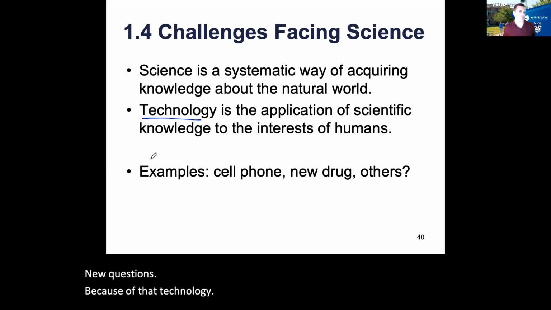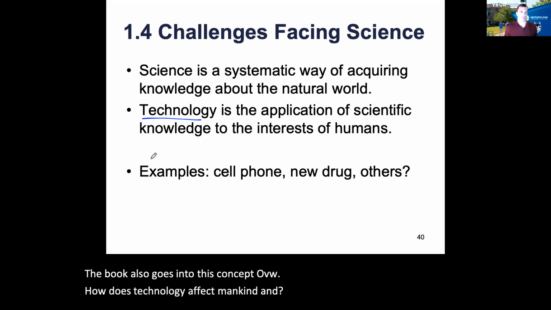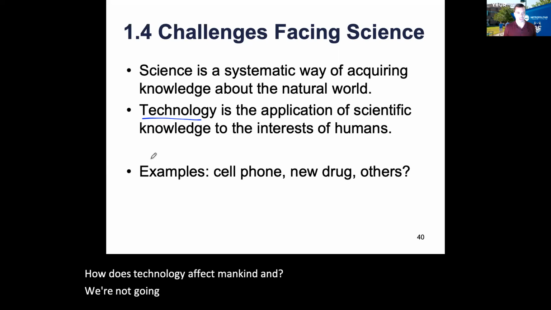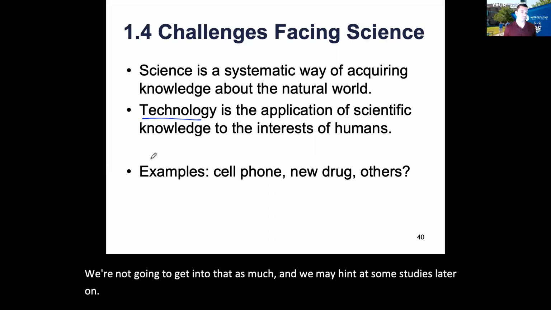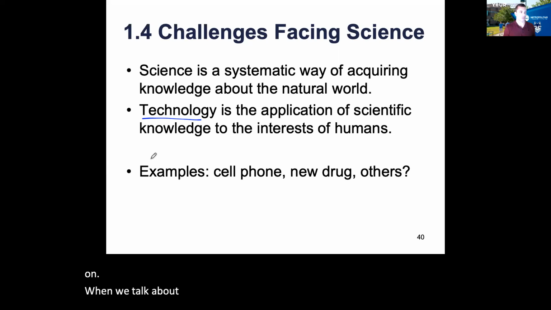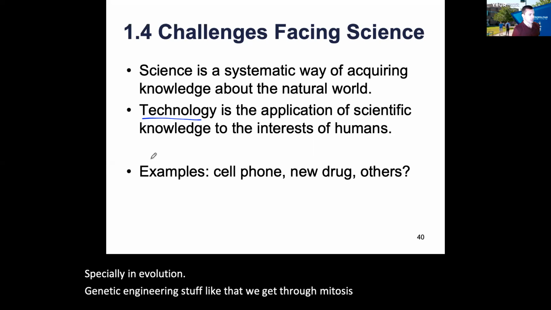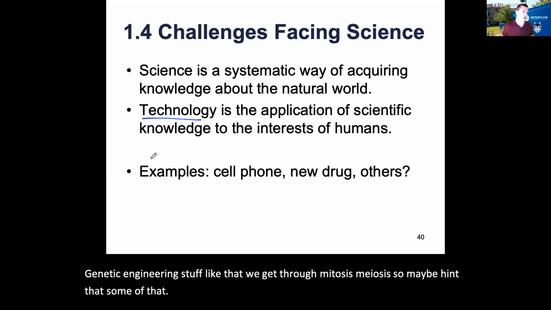The book also goes into this concept of how technology affects mankind. We're not going to get into that as much, and we may hint at some studies later on when we talk about some concepts, especially in evolution, genetic engineering, stuff like that, when you get into mitosis and meiosis. So we'll maybe hint at some of that. But that's what they're trying to talk about here.